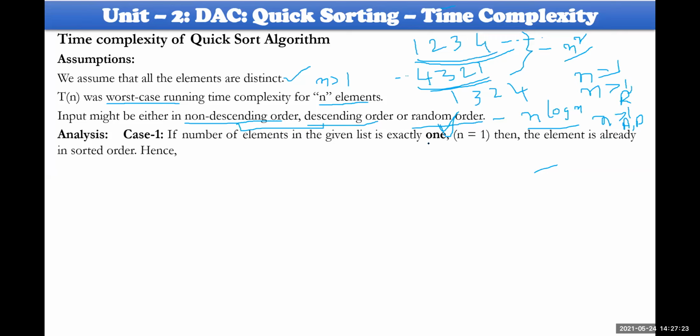You have only one element with you. Single element is there. If you want to sort a single element, it is already in sorted order. So therefore, T of 1 equal to 1. Let us consider this is equation 1.